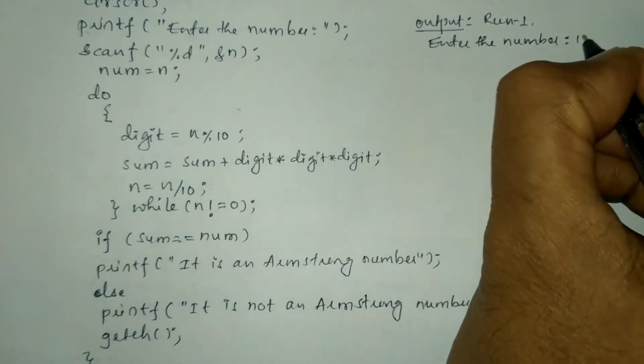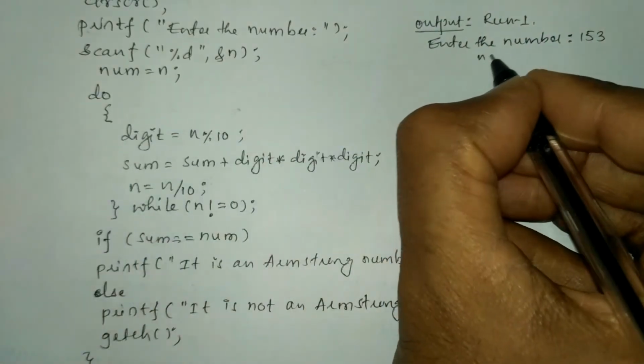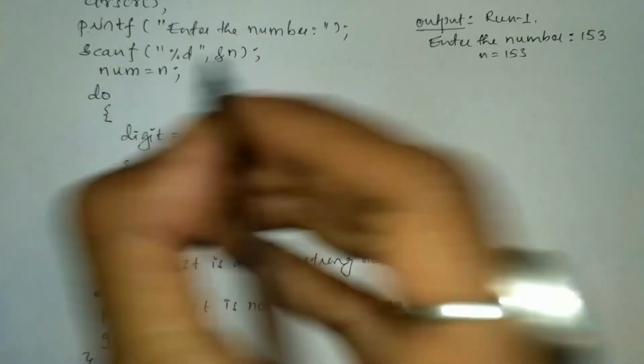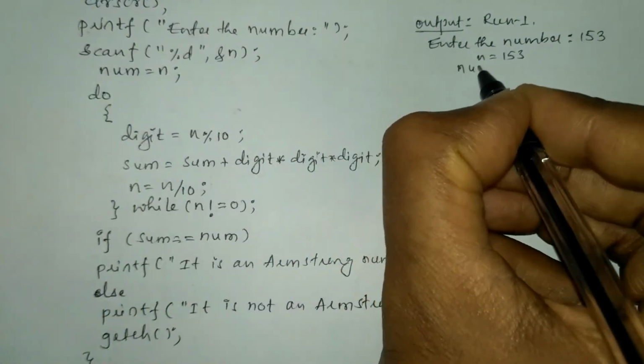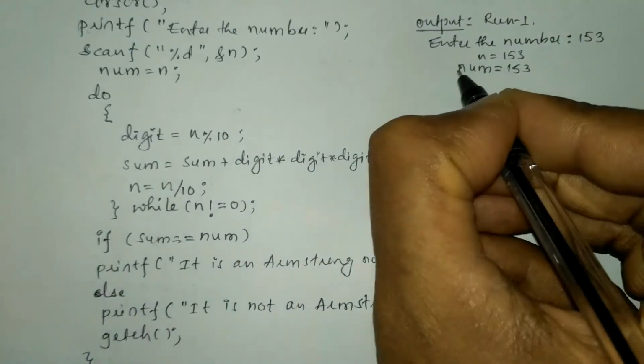Now I'm going to write 153 and press enter. So n is holding 153. Next, this in turn is initialized to num. Num is equal to n. N value is what? 153. 153 is initialized to num.